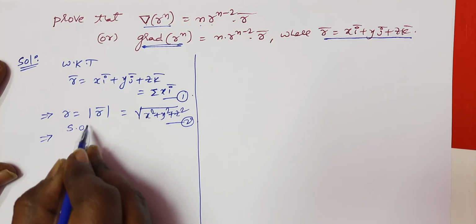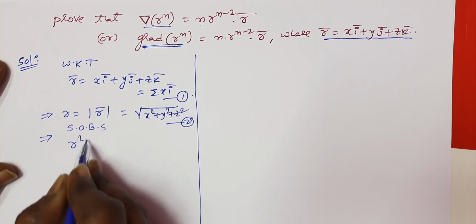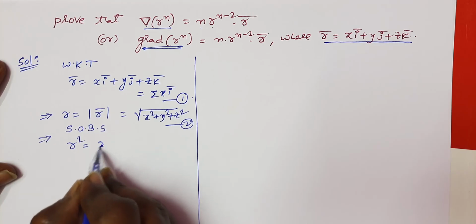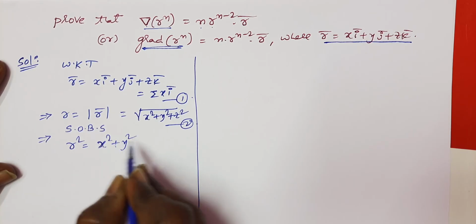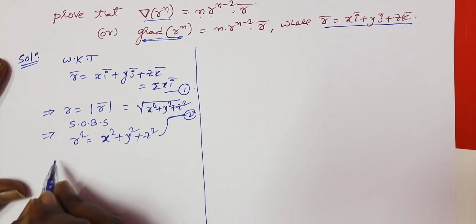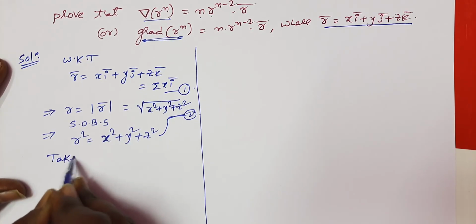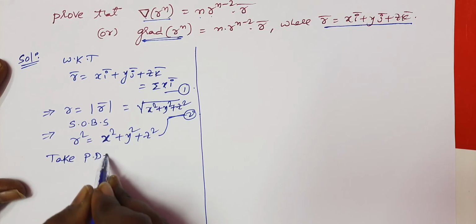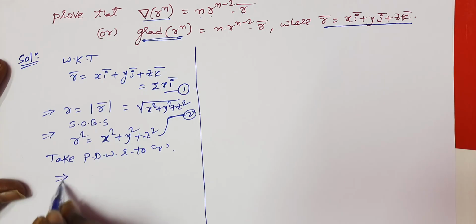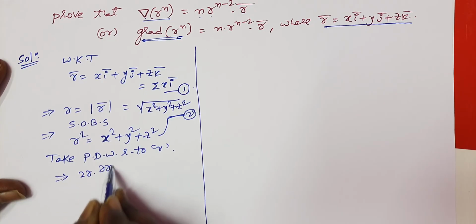Squaring on both sides, you will get r square, and the square root gets cancelled, so you get x square plus y square plus z square. You can give an equation number to this one. Take the partial derivative with respect to x. You will get 2r into dou r by dou x.